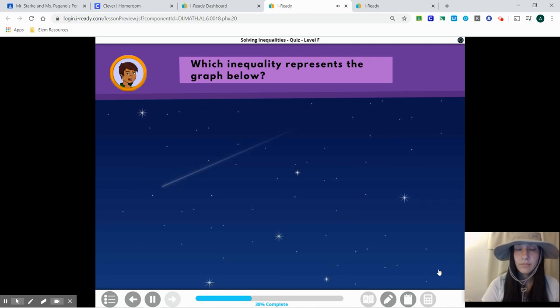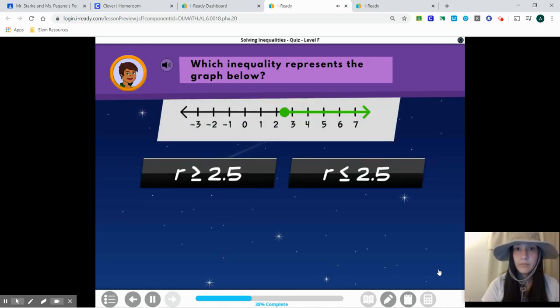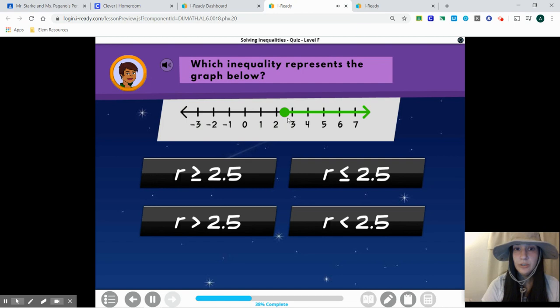Which inequality represents the graph below? Okay, we have a closed circle, so we know it's going to be one of these two choices. We want greater than or equal to or less than or equal to. We know it's 2.5. That's good. And we see that it's pointing to the right, which means it's all the numbers larger than 2.5. So we want greater than or equal to 2.5.